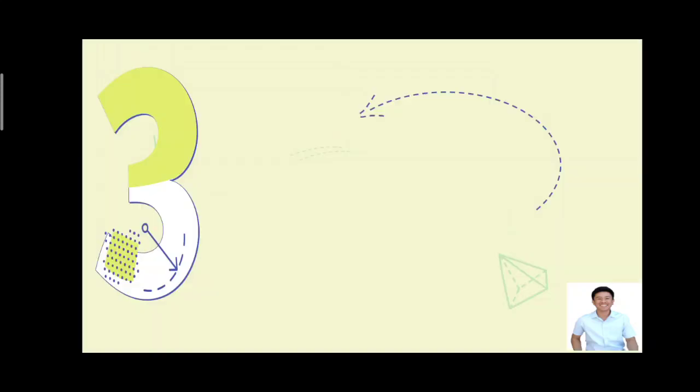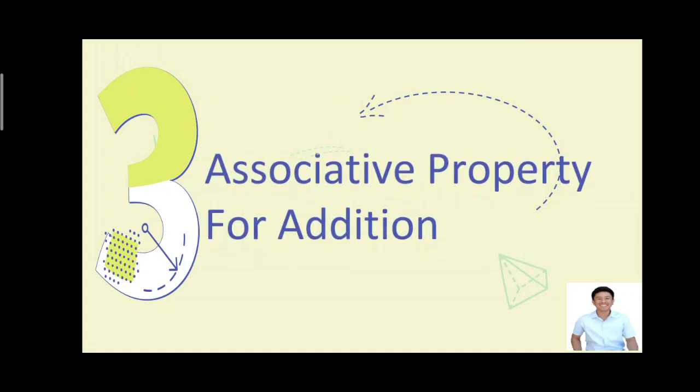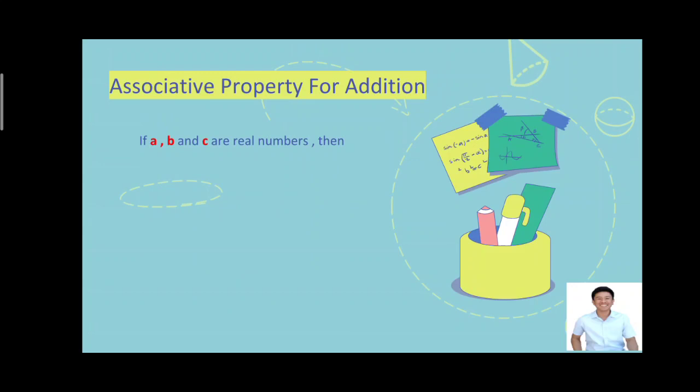Here we have number 3, associative property for addition. It says, if A, B, and C are real numbers, then (A plus B) plus C is equal to A plus (B plus C). If you notice, the groupings inside the parentheses changed: A and B on the left side, and B plus C on the right side. Example, (1 plus 2) plus 3 is equal to 1 plus (2 plus 3). Inside the parentheses, it is 1 plus 2 on the left side and 2 plus 3 on the right side. The groupings changed. In the associative property, even if the groupings change, the result stays the same.